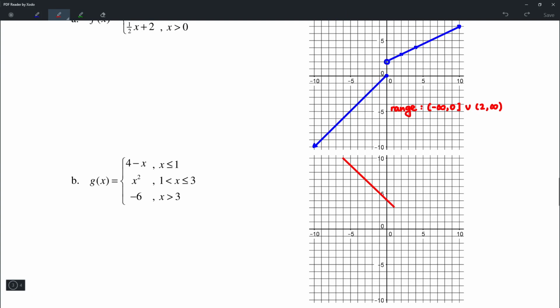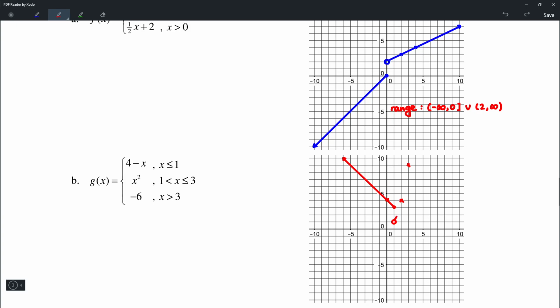Right, the slope is -1 and the y-intercept is 4. And we're going to include the value here since it says x is less than or equal to 1. And after that, when x is between 1 and 3, excluding 1, we have x squared. So it would just be 1, 1, 2, 4, and finally 3, 9.